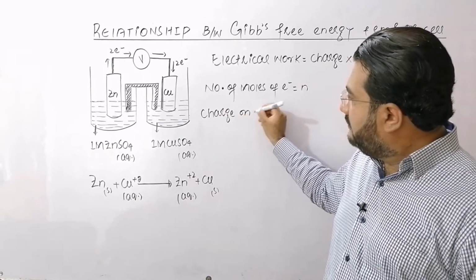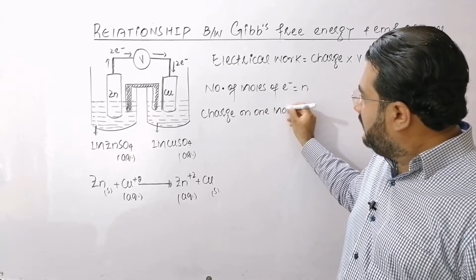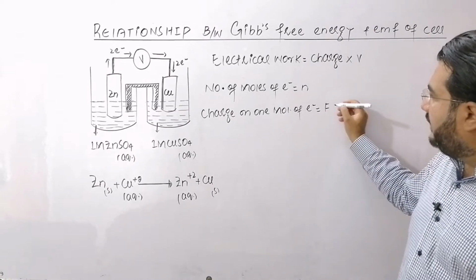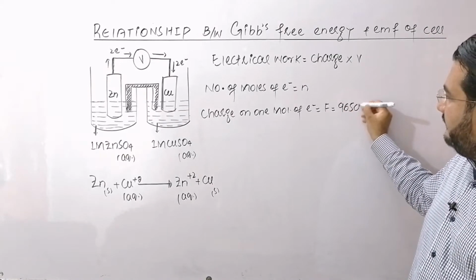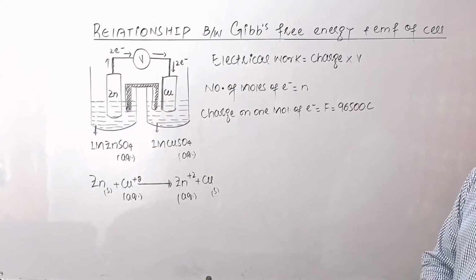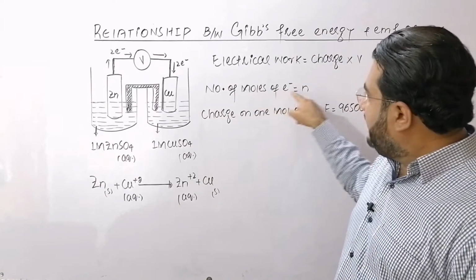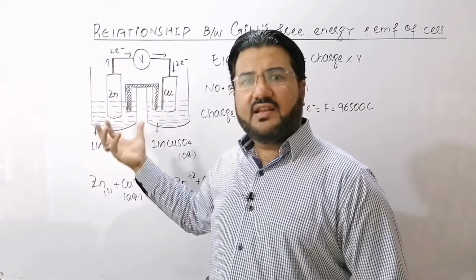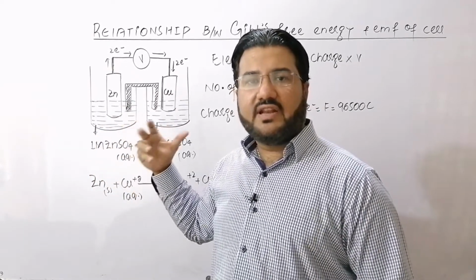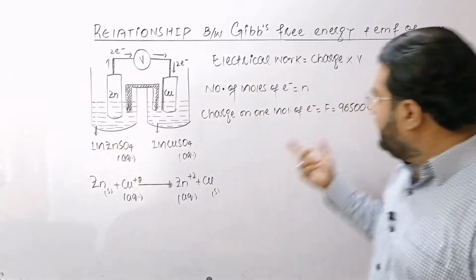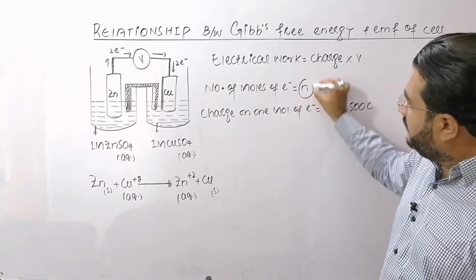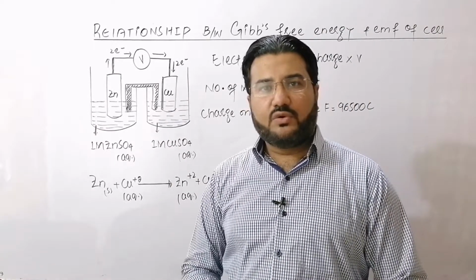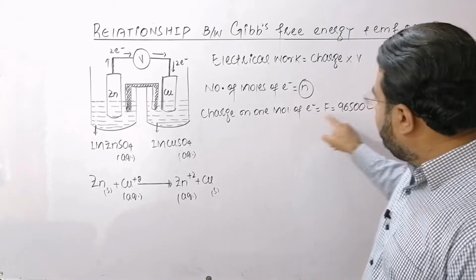And you know that the charge on 1 mole of electrons is 1 Faraday, which is equal to 96500 coulombs. So the number of moles of electrons that are moving from anode to cathode are shown with the letter N, and in this particular case the number of moles of electrons moving from zinc to copper is 2. So in this case N is equal to 2. But generally we will say that N is the number of moles of electrons that move from anode to the cathode, and the charge on 1 mole of electrons is F.